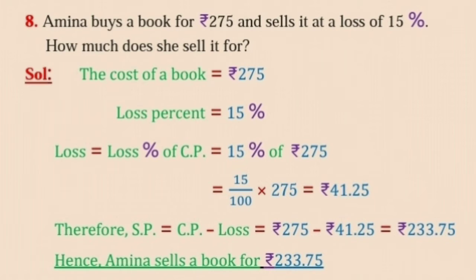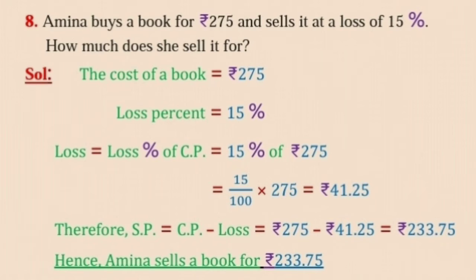Sum number 8. Amina buys a book for rupees 275 and sells it at a loss of 15%. How much does she sell it for? Solution. The cost of book is equal to 275 rupees. Loss percent is equal to 15%. Therefore, loss is equal to loss percent of CP, that is cost price, which is equal to 15% of rupees 275, which is equal to 15 upon 100 into 275. After simplifying this, we will get 41.25 rupees.